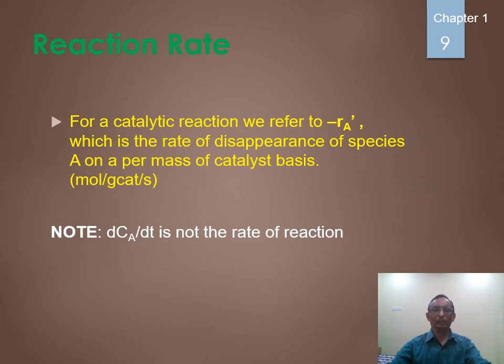Minus RA dash is the rate of disappearance of species A on a per mass of catalyst basis. This is for the catalytic reaction. In this case, dCA by dt is not the rate of reaction, because it depends upon the mass of that particular catalyst, but not on the volume of the catalyst. In the above rate, we mentioned per unit volume. Here it is per unit weight of the catalyst. That way the reaction rate is defined. So these points you have to remember.